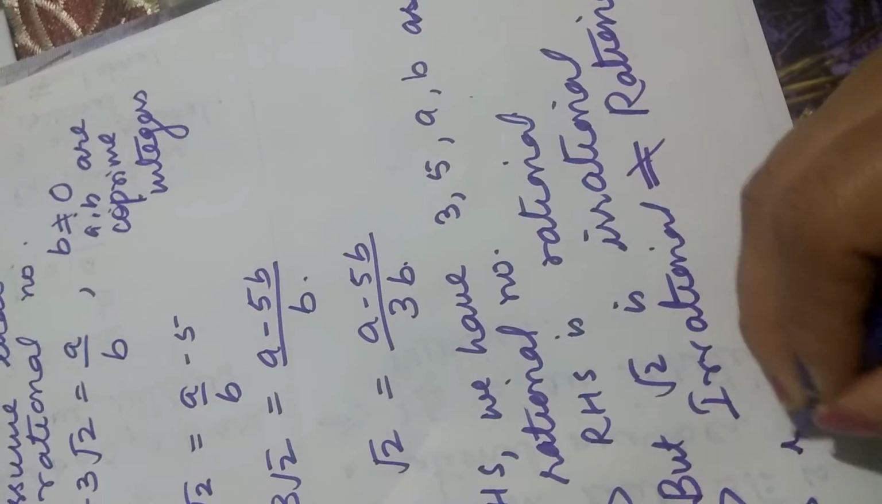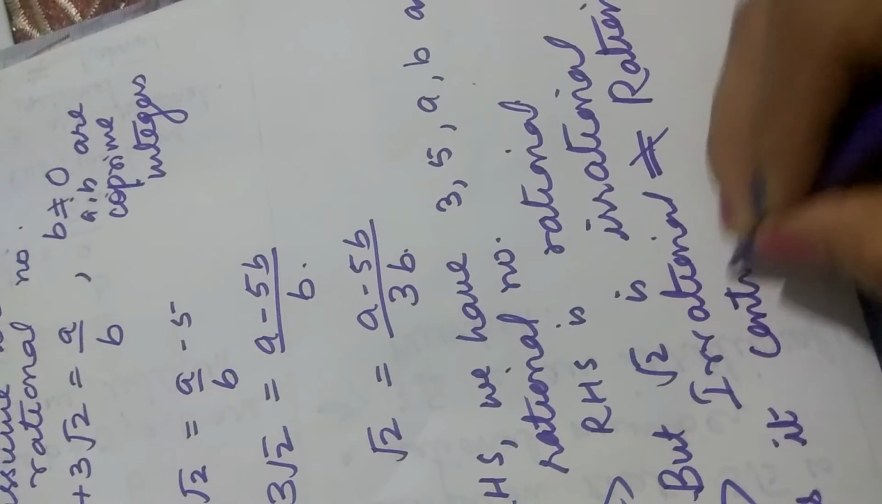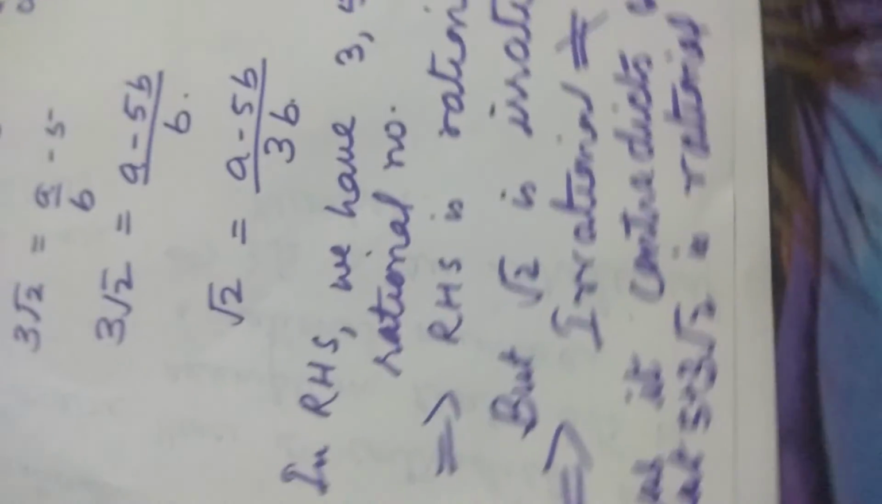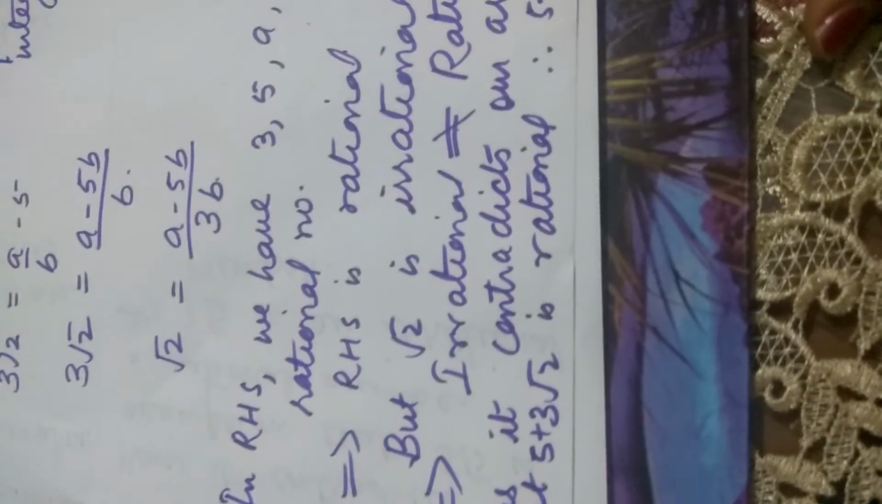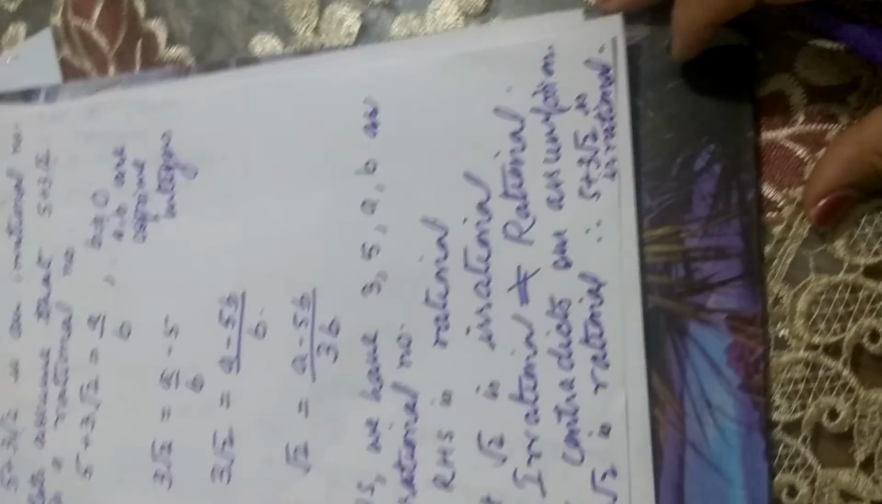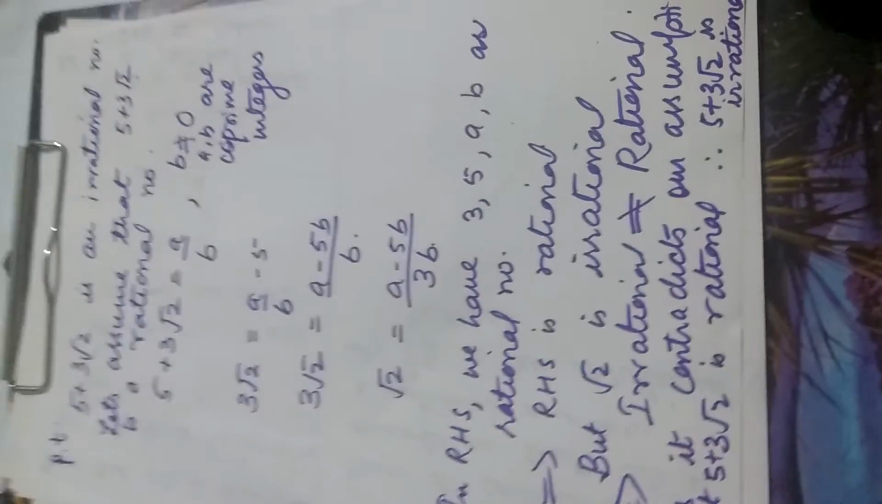Thus, it contradicts our assumption that 5 plus 3 root 2 is rational. Therefore, 5 plus 3 root 2 is irrational.